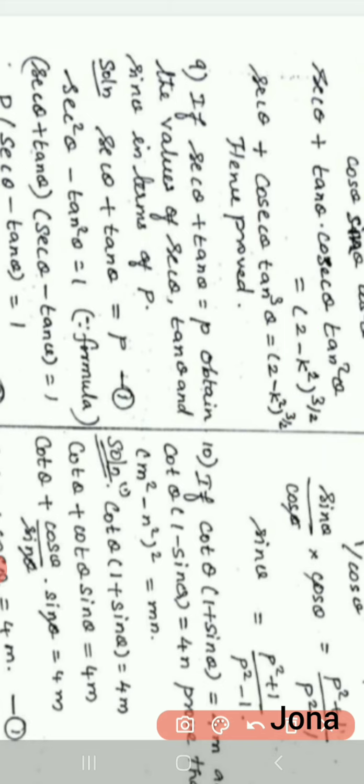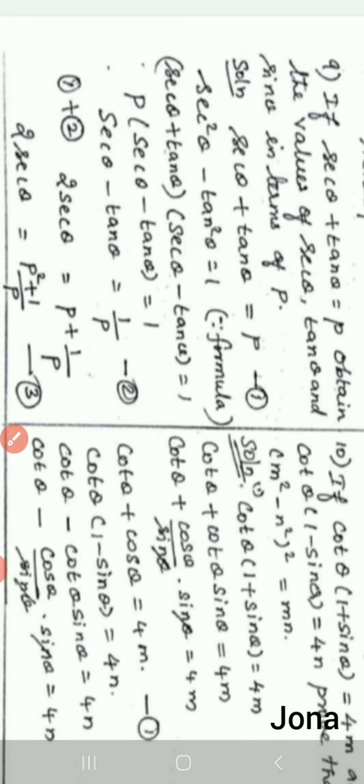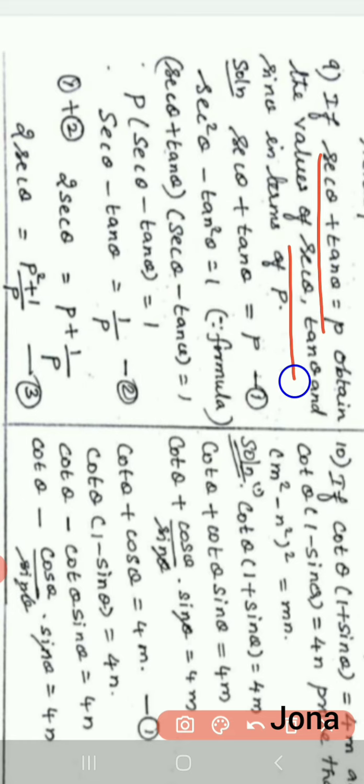Okay. The next problem. If secant theta plus tan theta equal to P, obtain the values of secant theta, tan theta and sin theta in terms of P. Okay, I want to find the values of secant theta, tan theta and sin theta in terms of P. So as usual I want to take what is given in the problem, that is secant theta plus tan theta equal to P.